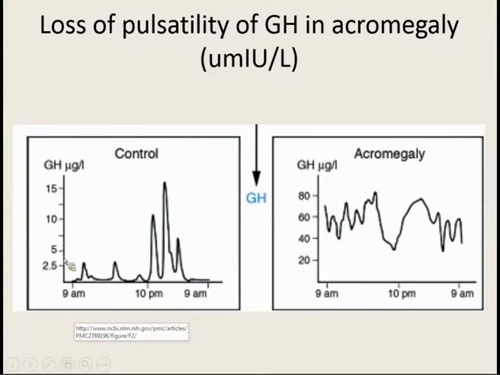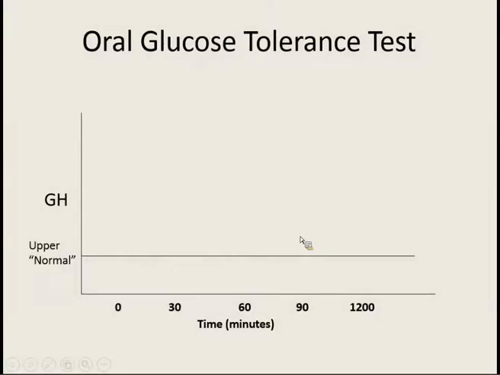This is a normal control patient, and the growth hormone levels go up and they nadir very nicely and precisely. In the acromegalic patient, this never nadirs down to normal levels, and this leads to insulin resistance. So if you give a normal control patient a glucose load, over the next couple hours, you see growth hormone drop. If you give a glucose load to an acromegalic patient, the growth hormone actually goes up.